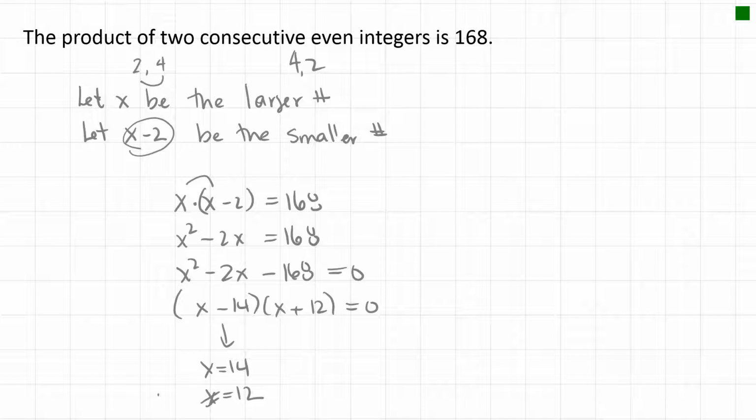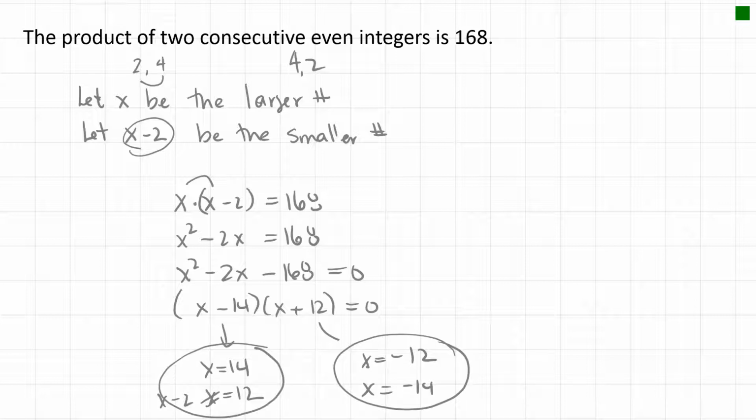And here x equals -12, which means if I subtract 2 from that, I get -14. Notice the very same answer, but a different setup. Completely correct as well.